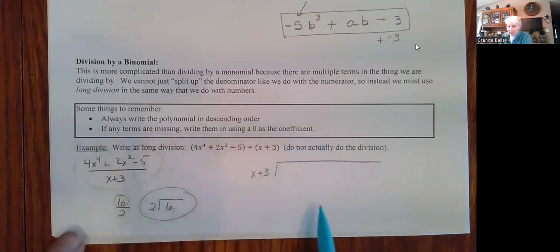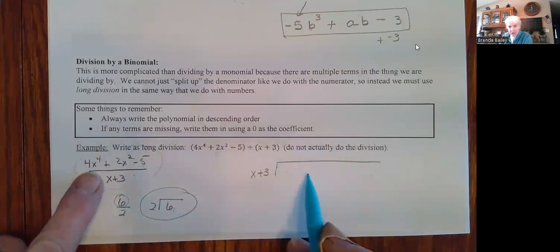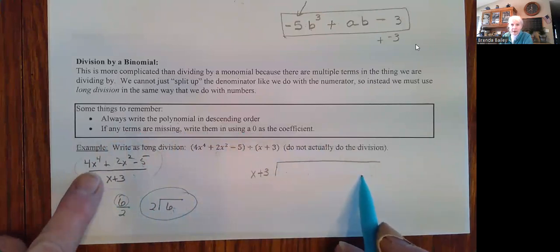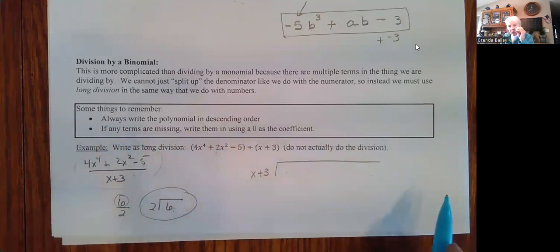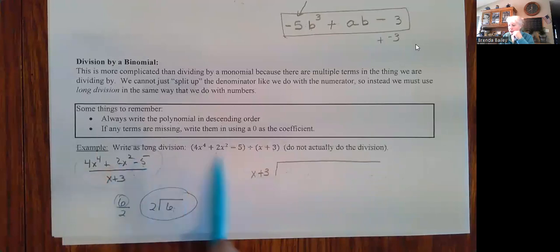So what they're saying here is that we have an x to the fourth, we have to have an x cubed, an x squared, an x to the first, and then the constant. All of those terms from 4 on down have to appear here inside the box. So if they don't appear here, you're going to have to put them in as 0 x cubes.